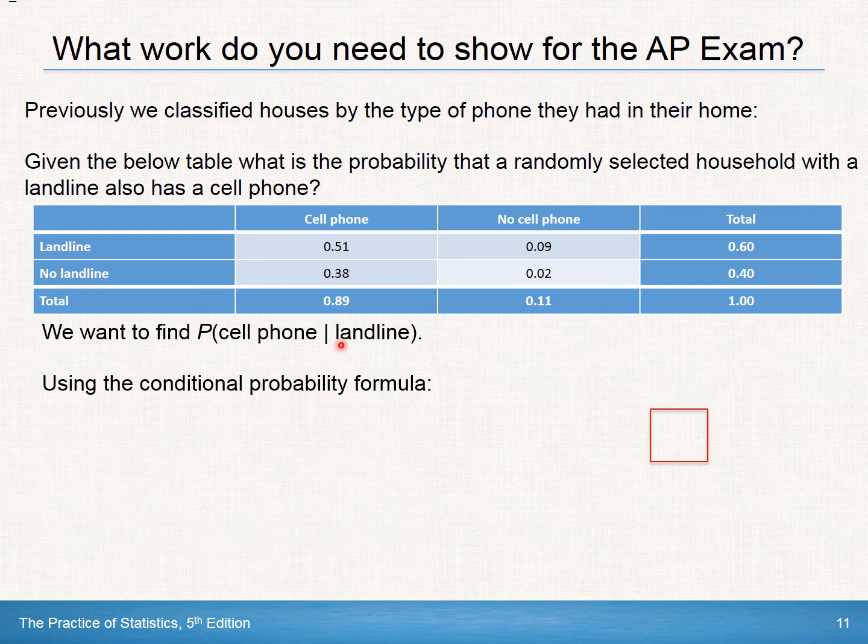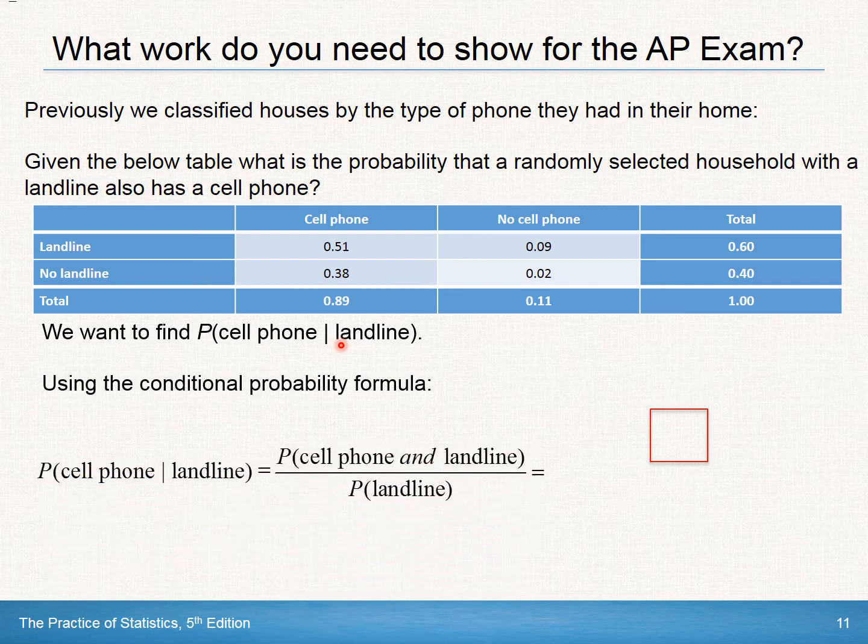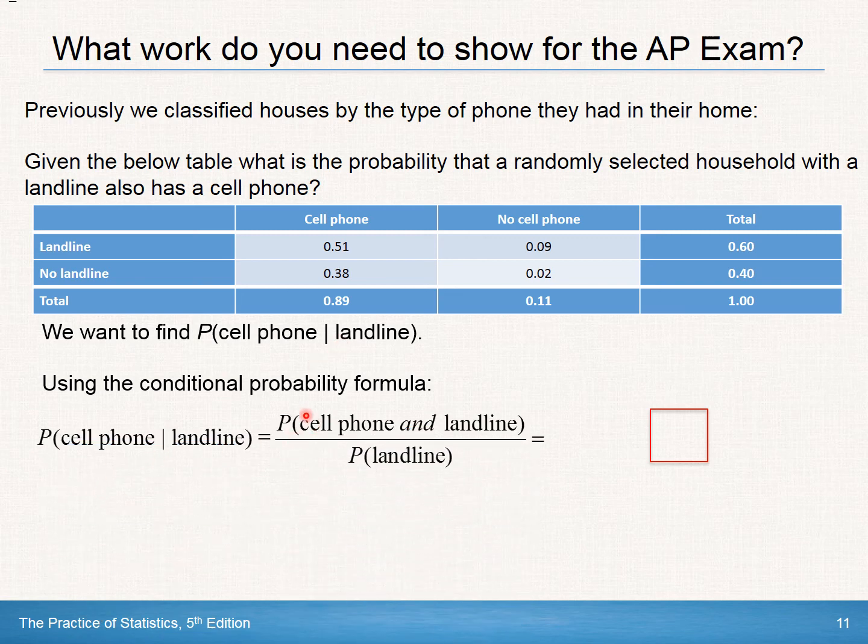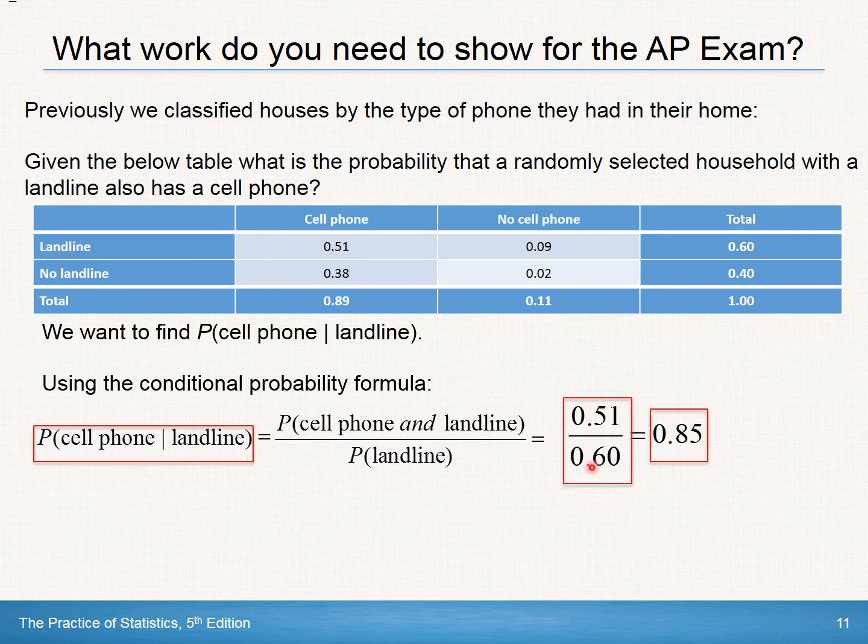Using our conditional probability formula, we want to first find the probability of cell phone and landline. There's your 0.51 right there, over the probability of a landline, which is your 0.60. On the AP exam, the work you would need to show is this conditional probability statement, this decimal fraction, and then your simplified answer. You can't ever report a final answer as a decimal over a decimal, so just divide it to get that final answer.